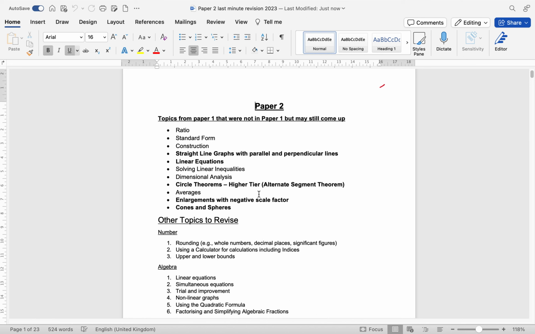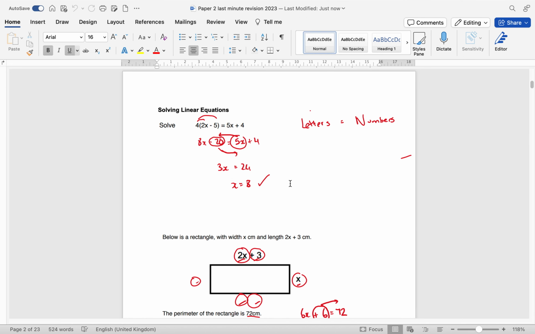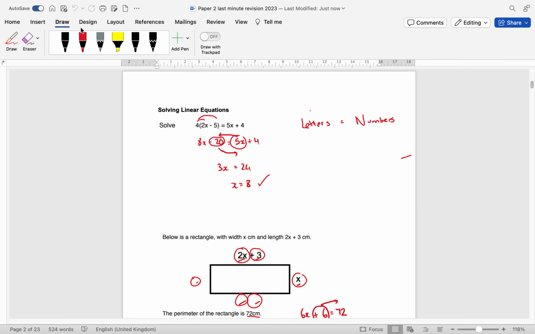The first section is we did revise for paper 1. It's just solving linear equations. By linear, I mean there's no x squared. It's not quadratic. So it's letters one side, numbers the other, as you can see.